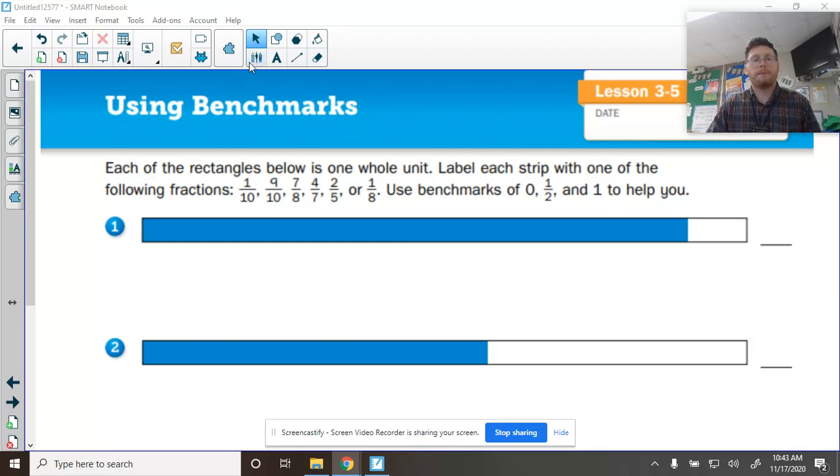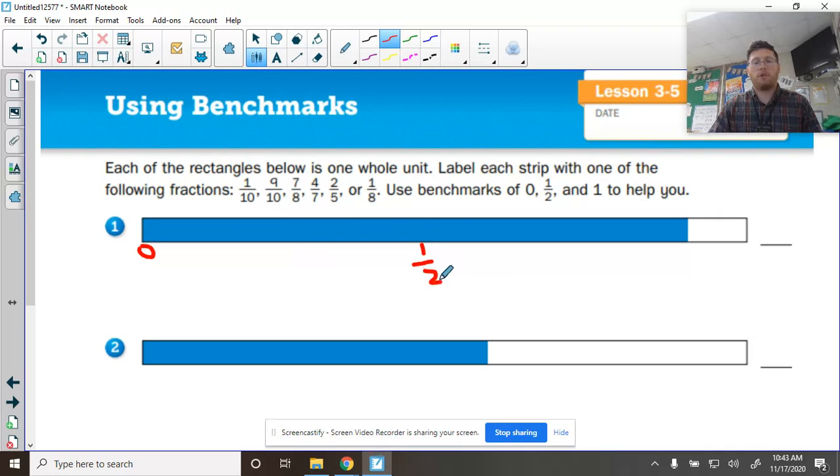What I like to do is label mine already. So this is 0, roughly this is half, and then this is one whole. Okay? And I'm only going to do numbers 1 and 2. I'll let you do the rest of them on your page. All right, so we have 0, 1/2, and one whole.